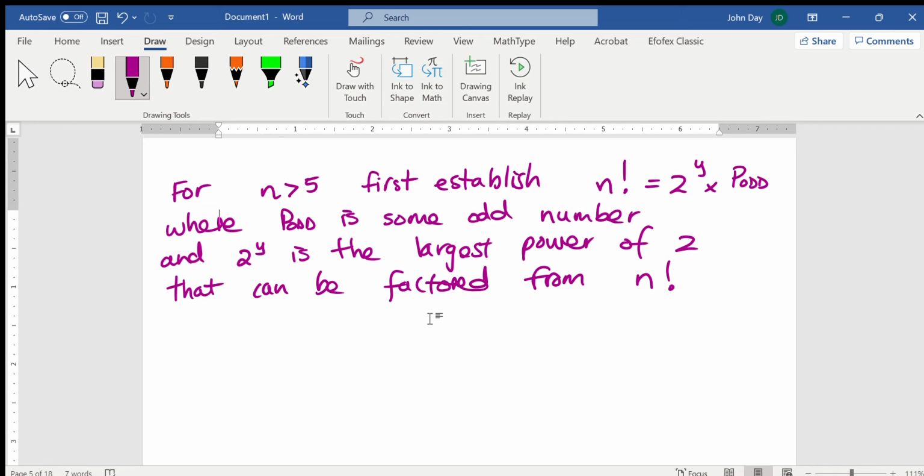And of course, all factorials from 2 onwards, and we're looking at from 5, we're going to prove from 5 on, they've all got even parts to them. So we can definitely do that. So we know, yep, that is a given, that n factorial is 2 to the y times p, where p is some odd number and 2 to the y is the largest amount of evenness you can pull out of that.